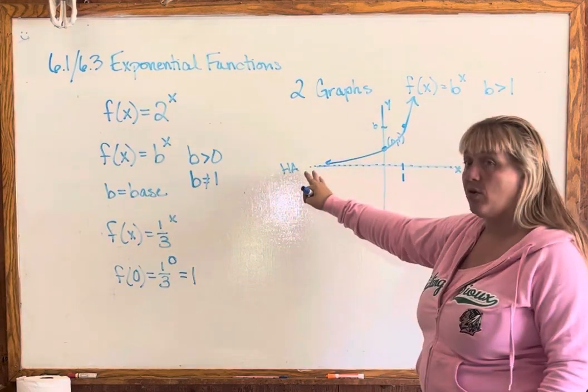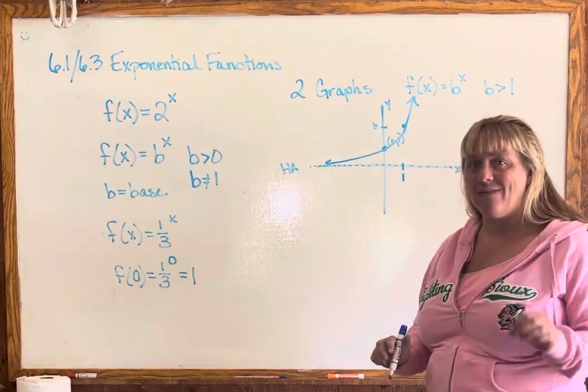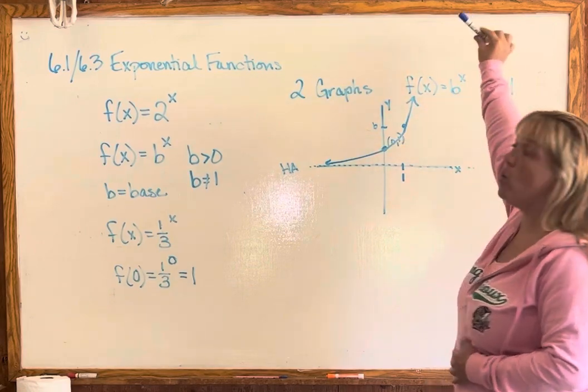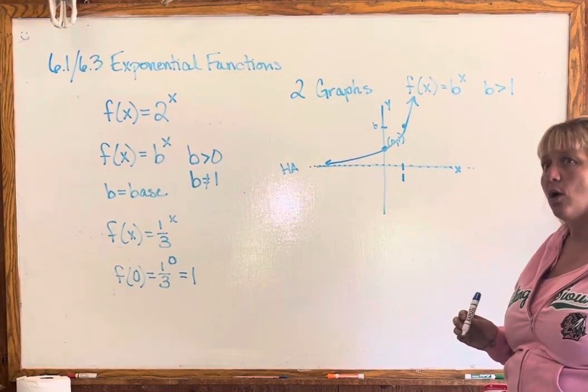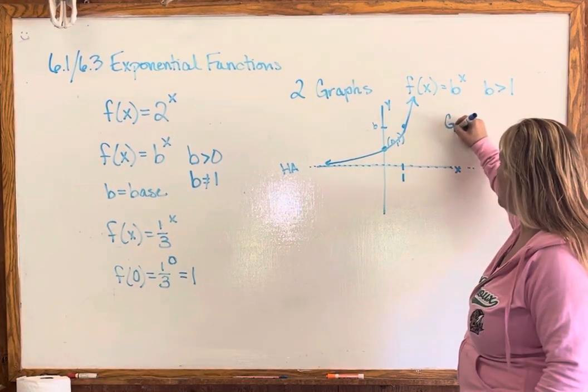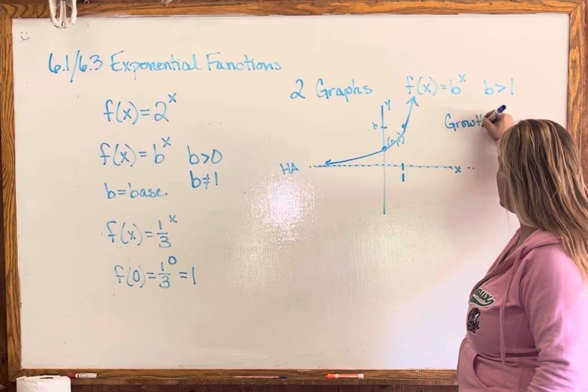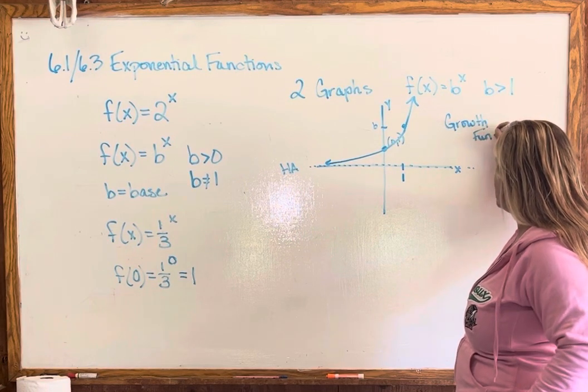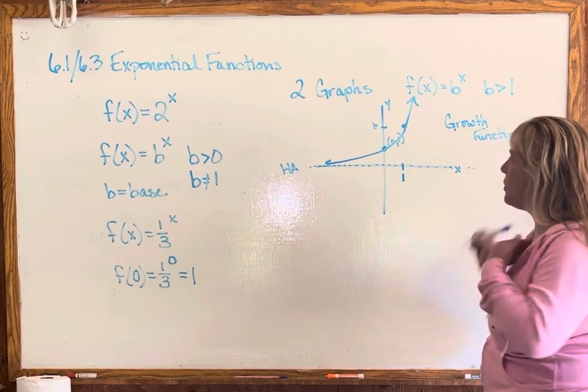It hugs that asymptote here, so it's going to get really, really small but never reach 0, but it grows indefinitely, and it grows, so it's actually called the growth function. The growth function.